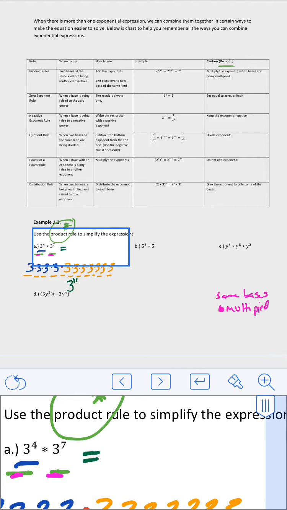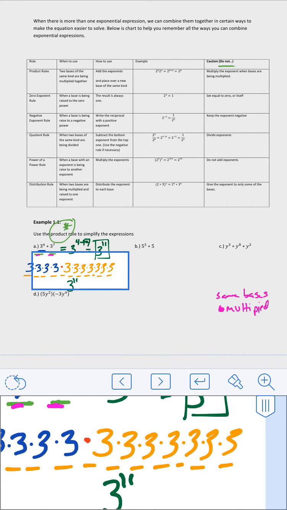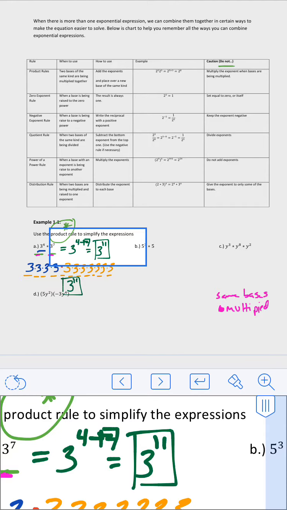So let's try that. If I add this, I get 3 to the 4 plus 7, or also 3 to the 11th. So I can take a shortcut. I don't have to sit there writing out 11 3s. I can just add those exponents because that's essentially what we're doing. We're combining the exponents through addition.